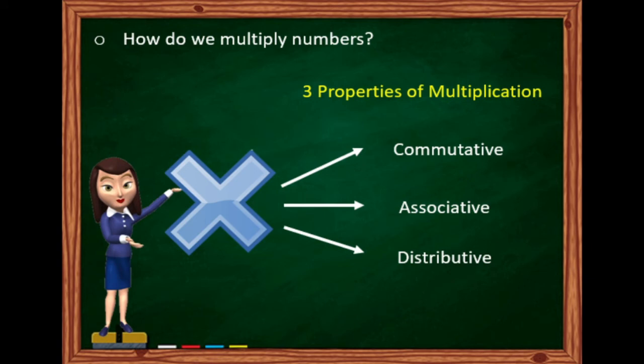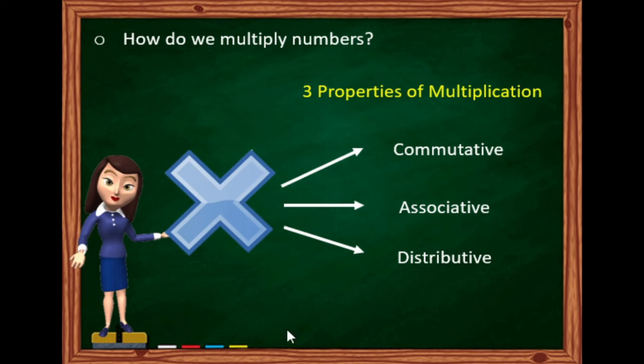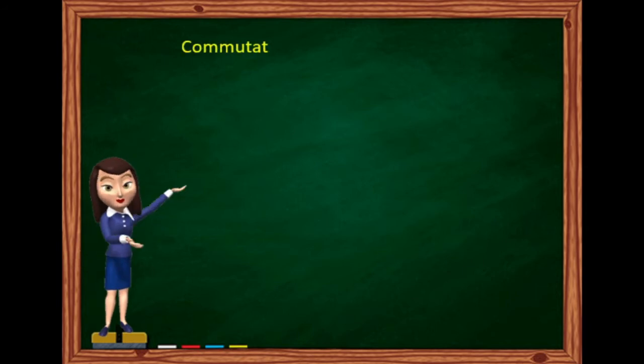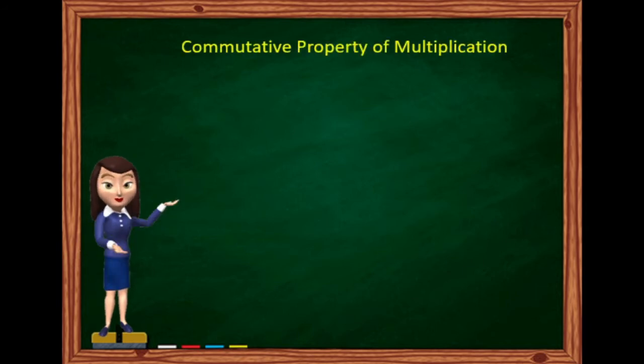Now, what are these properties of multiplication? Commutative and associative are a bit common to you already, but let's still have a review. Let's talk first about the commutative property of multiplication. Is it the same as the commutative property of addition? Let's try to see.